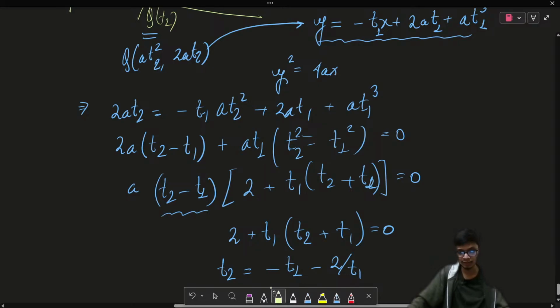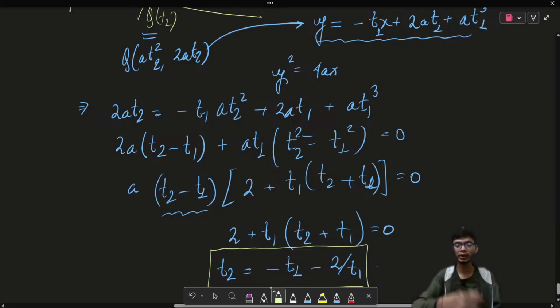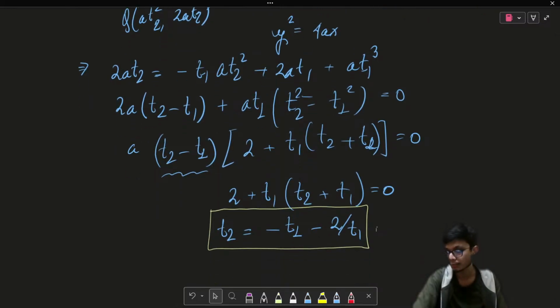So this is going to be the final result. This is how you can easily obtain the result for the point where the normals again intersect the curve. So this t2 can be given in terms of t1. Is this part clear to all of you? Do let me know in the live chat, is this part clear or not?